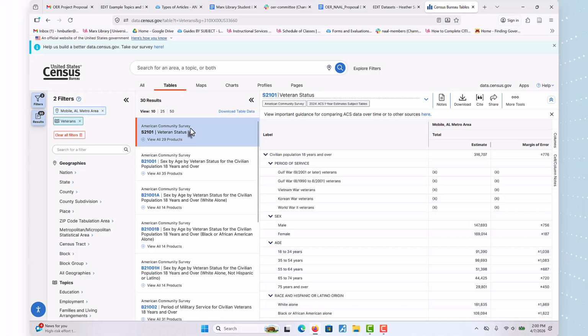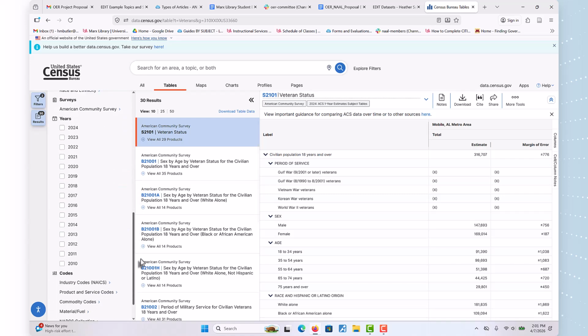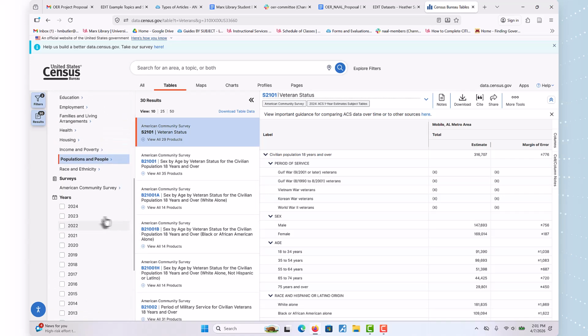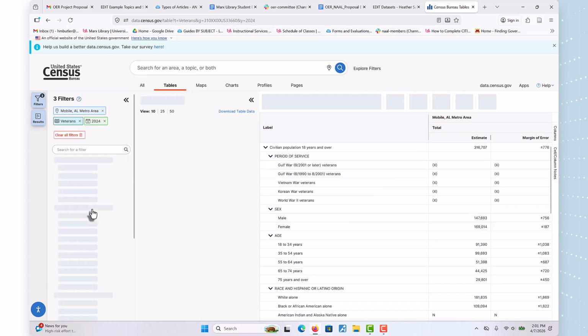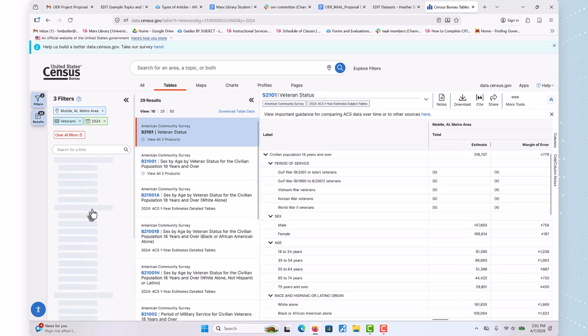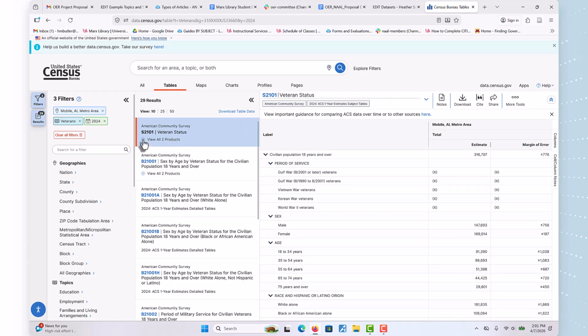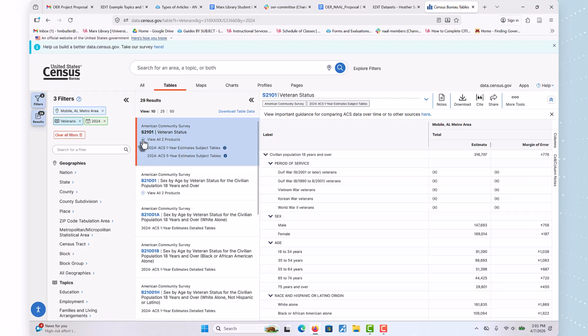So we know that we want to look at veterans in Mobile and what kind of information do we want about veterans in Mobile. We can also limit to years so that we have information about specific years. Now, census data takes a while to process, so we'll have different kinds of data available sooner, and others will take longer. So we can also see that we have options to look at different estimated results of the surveys.